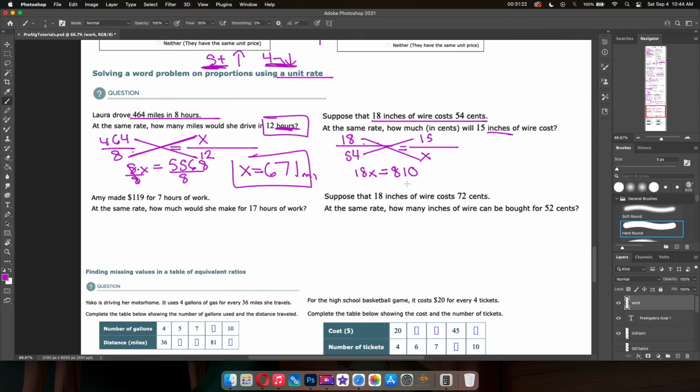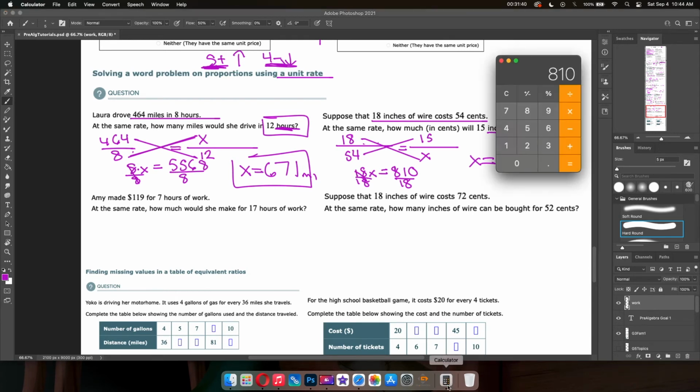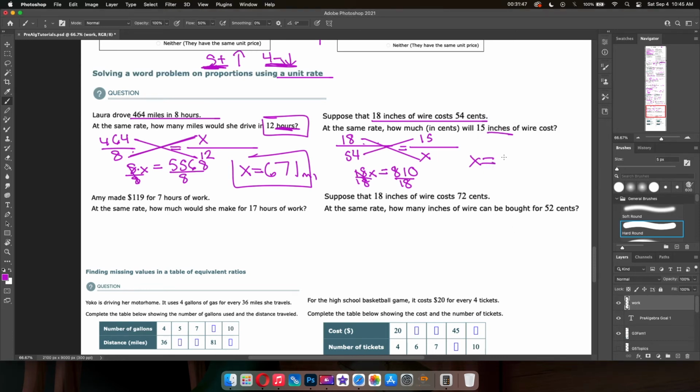810. Ooh, I might be able to do that in my head. Give me a second. I'm going to put in a guess. I know we're dividing by 18. No, I might not know it in my head. Okay, fine. We'll use the calculator. I'll admit defeat just this once, but I know it's divisible. Oh, I thought it was in the 40s. I should have said that. Okay, so 45. Anyway, 45 what? 45 cents.